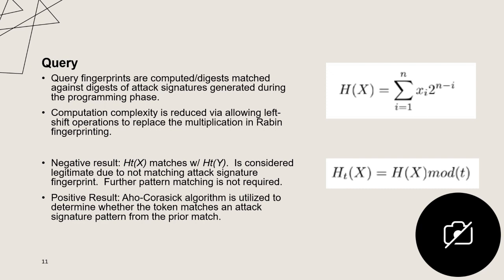However, should there be a positive result, the Aho-Corasick algorithm is utilized to determine whether the token matches an attack signature pattern from the prior match. The Aho-Corasick algorithm will be utilized only in the event of a positive result. Next, we will examine the experiment's process as well as findings in the subsequent slides.